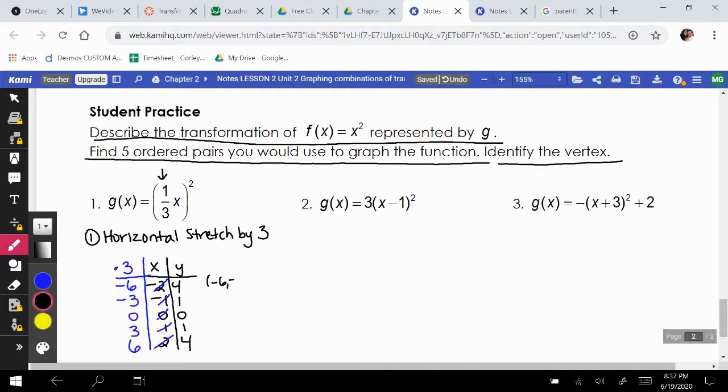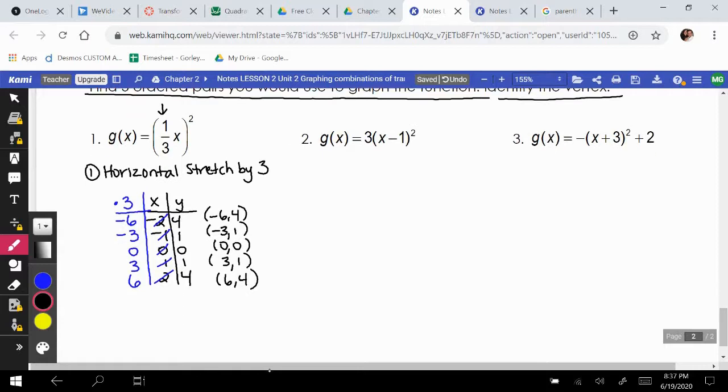I would use negative 6. Oops, I almost put negative 4. I would put negative 6, 4, negative 3, 1, 0, 0, 3, 1, and 6, 4. And to identify the vertex, again, I started out with 0, 0, and I ended with 0, 0. Okay, so this is my vertex right here. I can tell it stayed 0, 0 because in this original function, there was no left, right, or up, down shift. So it stayed 0, 0.